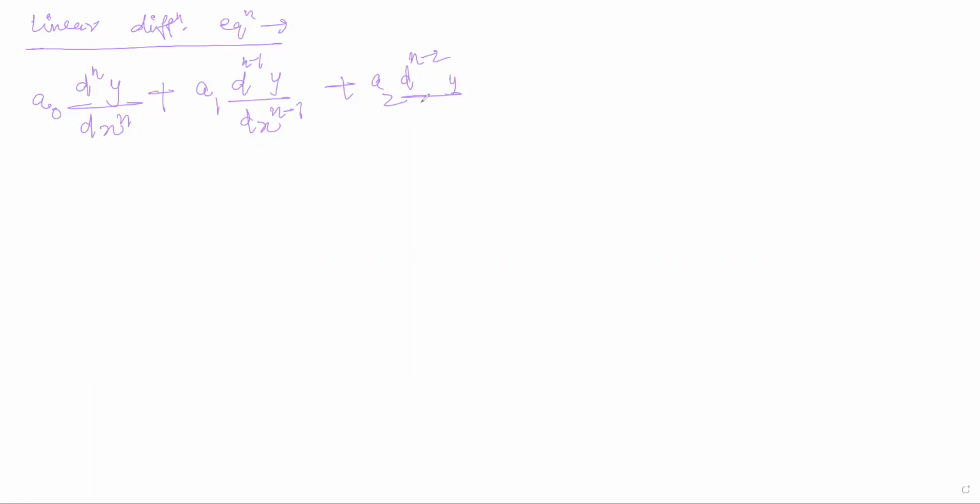Fifth order, fourth order, third order, right? If I take n as 5, they may or may not be involved, but the highest order involved is something called n, right? In this case.